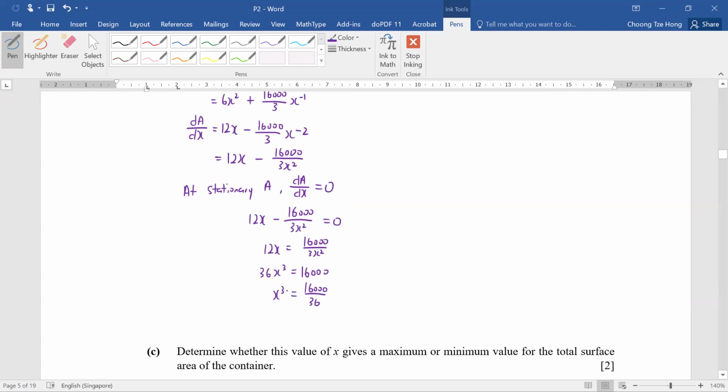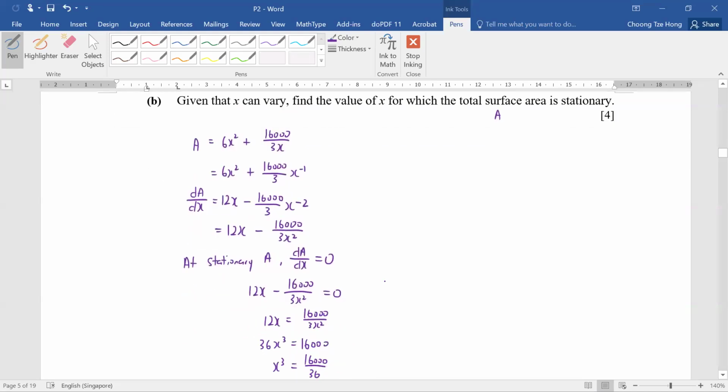To find x, we need to cube root 16,000 over 36. So x will be the cube root of 16,000 over 36, which gives us an answer of 7.6314. We round to 3 significant figures, so 7.63. This will be the value of x that gives us a stationary value for A. This is how you do the question: for a stationary value of A, dA/dx equals 0. It's just like when we want to find the stationary value for a curve y equals something in x, we put dy/dx equals 0. It's the same idea.